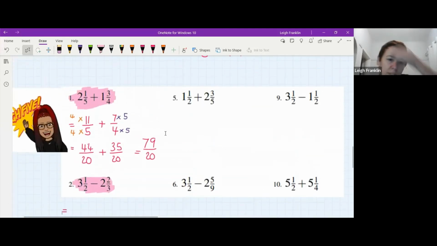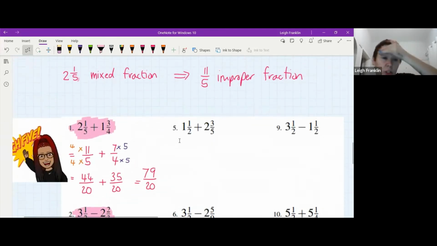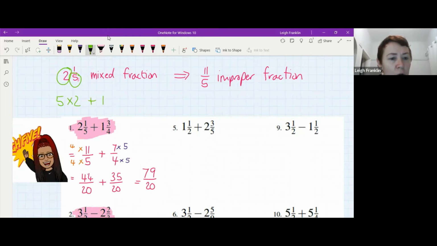If you heard what Ayanda was doing in this question, he took the denominator and he times it by the number in the front. So he said 5 times 2 plus 1. And he added the number at the top. So 5 times 2 is 10, plus 1 is where he got the 11 from. And then we keep the same denominator. We keep the 5 at the bottom.